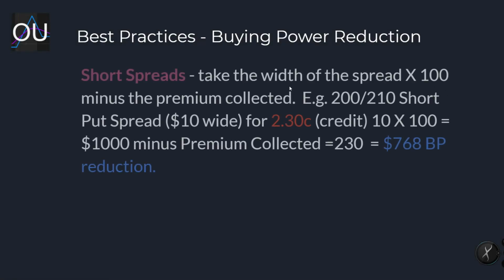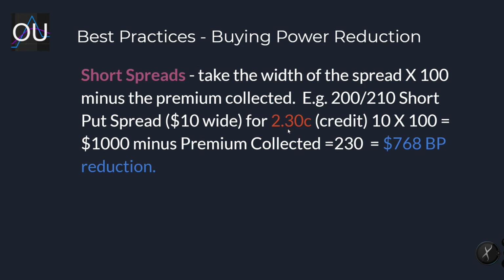The next example is on short spreads, and short spreads are a lot easier. You would take the width of the spread. I never really understood this: when we say width of the spread, we don't mean the width in terms of an iron condor. We mean the width of the vertical spread that you're taking. So for example, if you're selling the 200-210 short put spread, the width would just be the difference in these two strikes. It would be $10 wide.